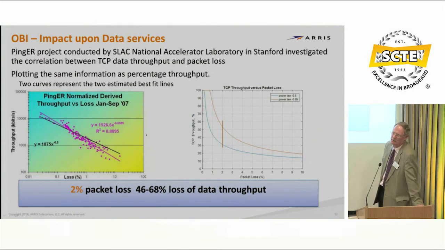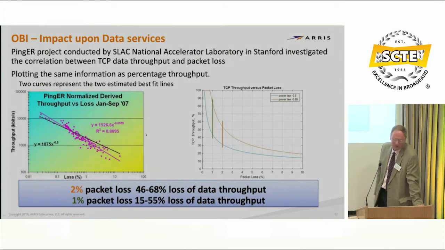So if we have 2% packet loss, that's the impact on your data throughput: somewhere between 46 and 68% loss of data throughput with a 2% packet loss. Even at 1%, it's 15 to 55%. So what's the impact of OBI and that packet loss? It's actually very, very significant on your data throughput.